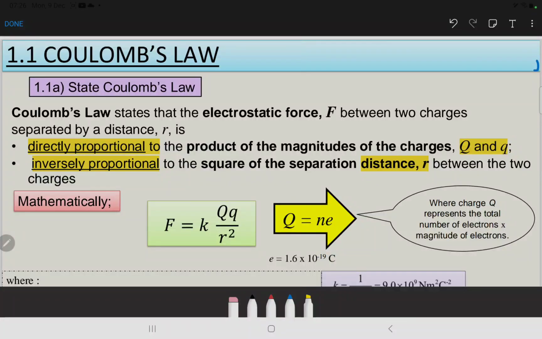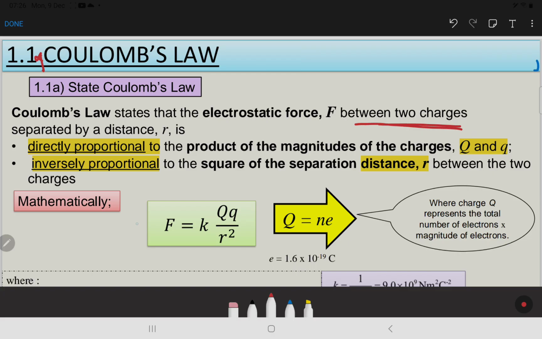Okay, hello everybody. So for today we will look into the first subtopic, which is on Coulomb's law, subtopic 1.1. Basically, here you will calculate the interaction forces between two charges.